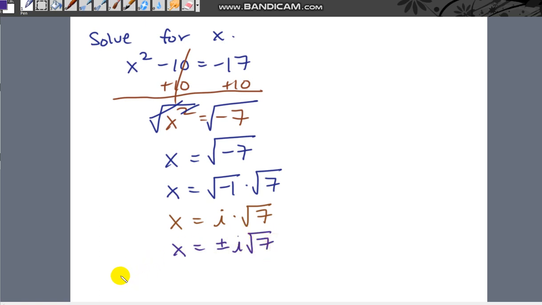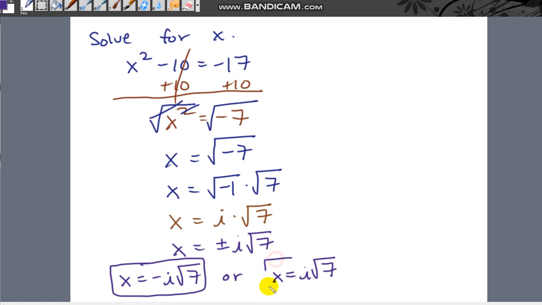Okay, so what we have is x equals negative i times the square root of 7, or we get x equals i times the square root of 7. So these are two imaginary solutions that come out of this. In other words, like I told you earlier, it's the same thing as having no real solutions.